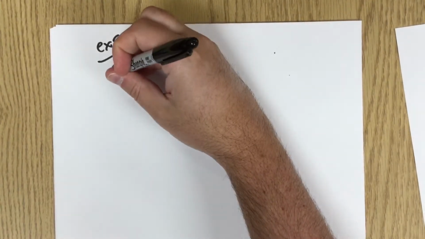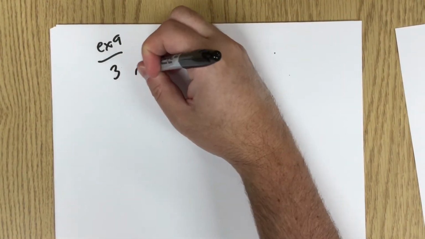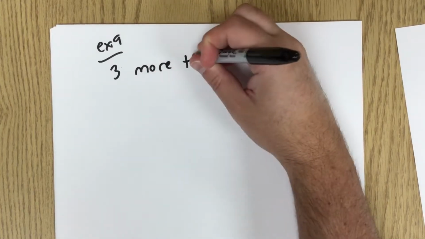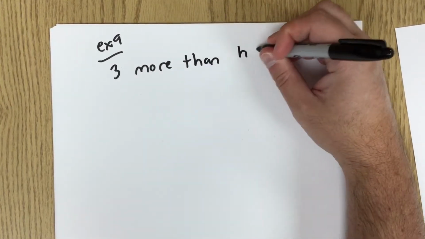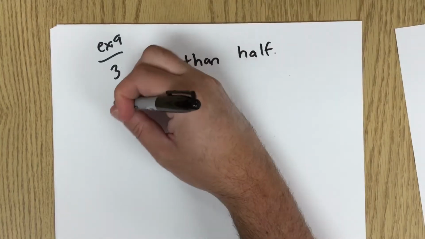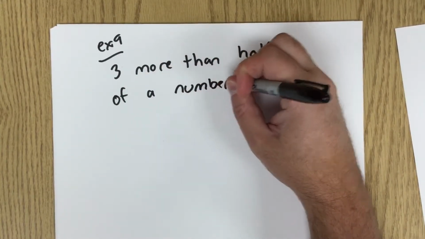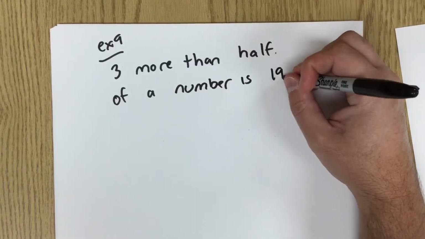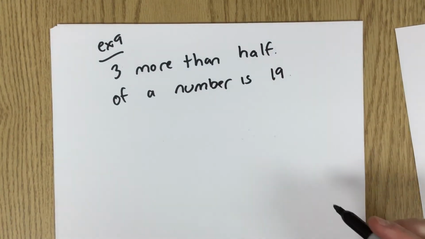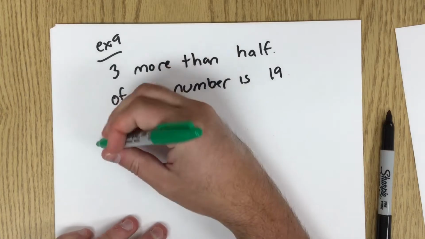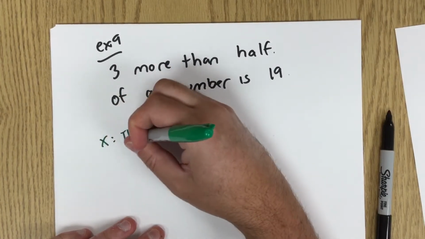Example 9. 3 more than half of a number is 19. So 3 more than half of a number is 19. X is the number.